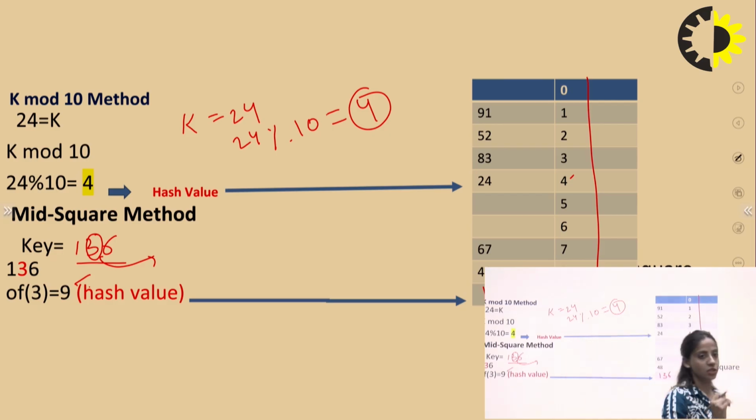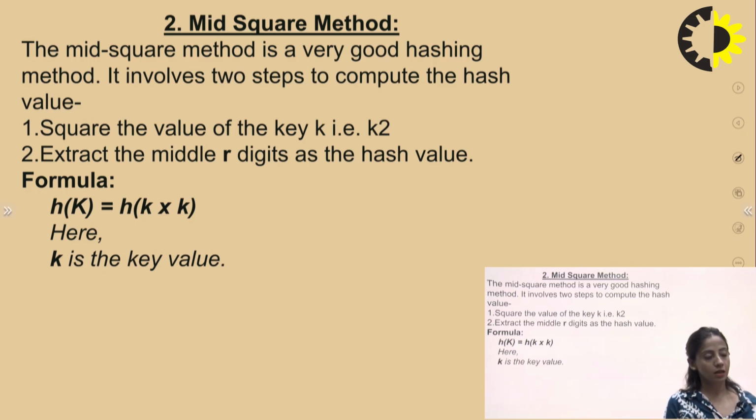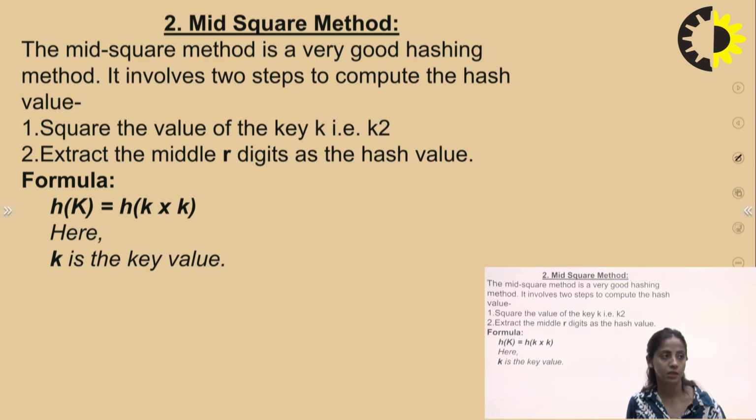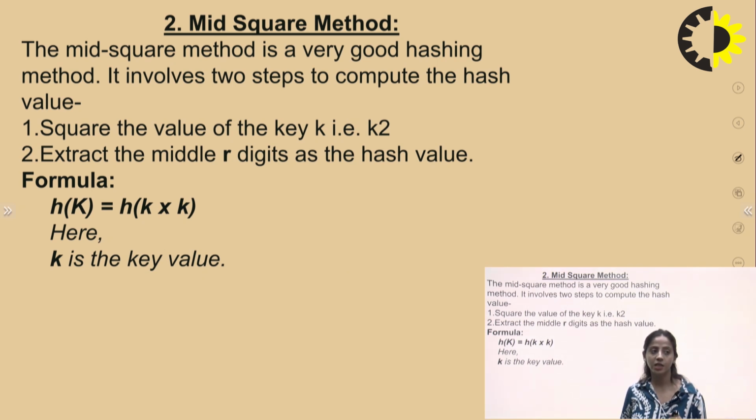This is our hash table. Now coming to the mid square method, which I just explained. The mid square method is a very good hashing method. It involves 2 steps to compute the hash value. First is to square the value of the key, that is K². Second is to extract the middle R digits as the hash value. Now the formula is H(K) = K * K, where K is your key value.